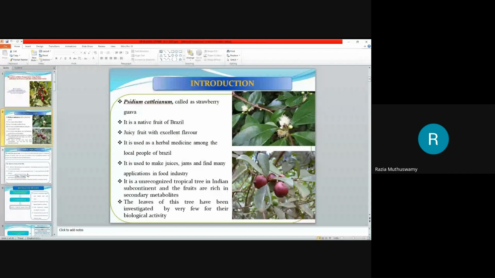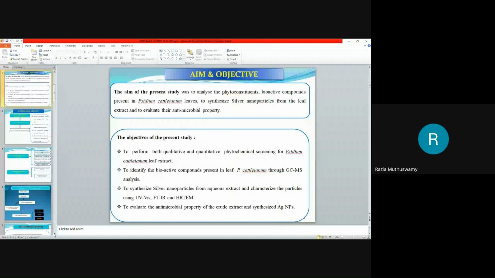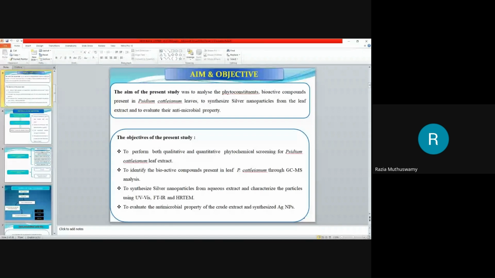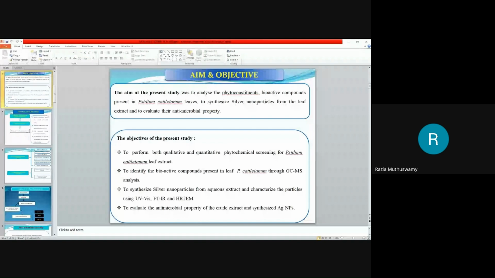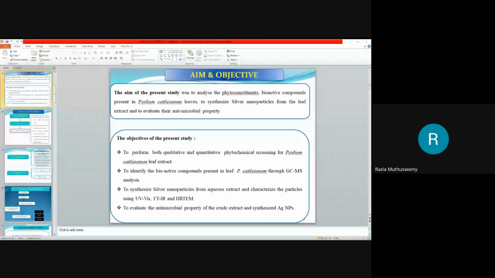So the aim and objective of my study: the aim of the present study was to analyze the phytoconstituents and bioactive compounds present in strawberry guava leaves, and to synthesize silver nanoparticles and evaluate their antimicrobial property. The objective of my study is to perform both qualitative and quantitative phytochemical screening and to identify the bioactive compounds using GCMS analysis, and to synthesize silver nanoparticles and characterize them using UV visible, FTIR, HR-TEM. And finally, to evaluate the antimicrobial property using both crude extract and synthesized silver nanoparticles.